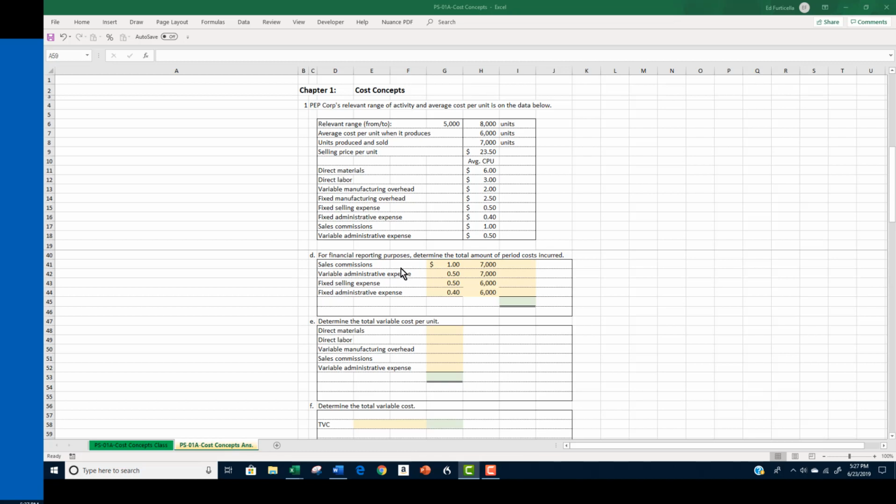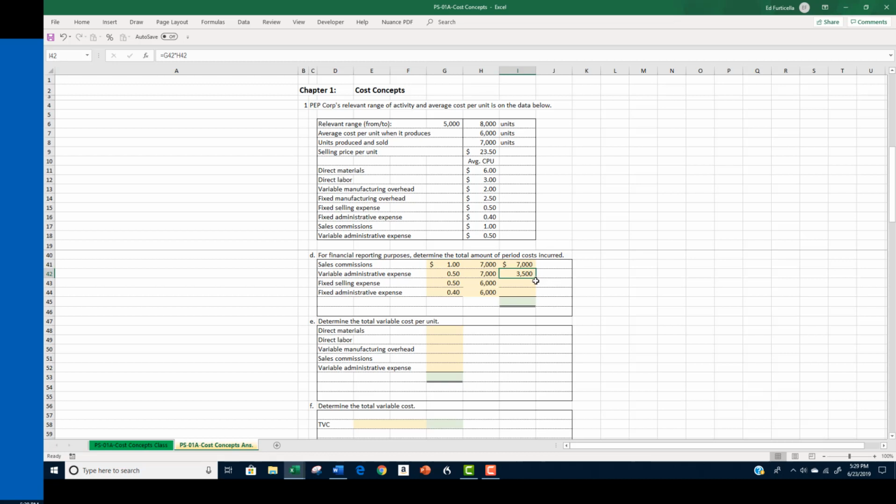For this problem, period costs include sales commissions, variable administrative expenses, fixed selling expense, and fixed administrative expense. All other amounts are irrelevant. Since sales commissions and variable administrative expenses are variable, we need to multiply the average per unit cost by the actual amount sold. In this case, sales commissions is $1 times 7,000 units or $7,000, and variable administrative expenses is 50 cents times 7,000 units or $3,500. Total variable SG&A then is $10,500, which is the $7,000 plus the $3,500.